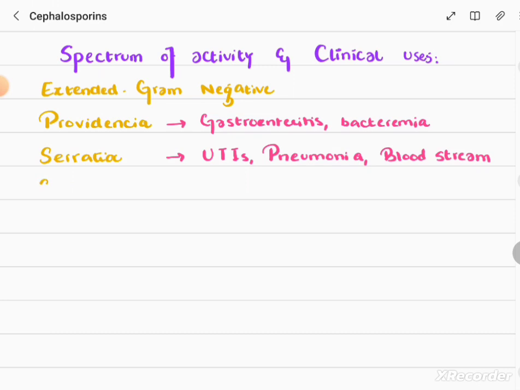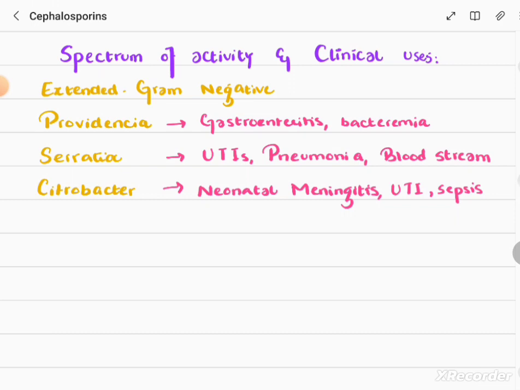Now there is another bacteria which is called Citrobacter. It's a gram negative bacteria which causes neonatal meningitis. So we use third generation cephalosporins in the treatment of neonatal meningitis as well. Citrobacter also causes UTIs, which is basically urinary tract infections, and it also causes sepsis secondary to bloodstream infection or any other source as well. So for all these indications, we use third generation cephalosporins against these bacteria.